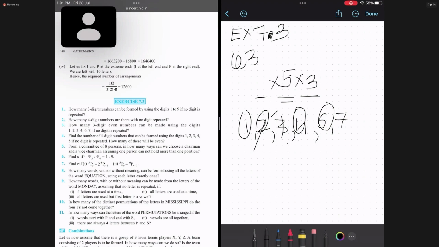And for the hundreds place, I have used up, let's say, 2 digits. I don't have any other restrictions. So I have 4 more choices to fill the hundreds place by. That will be 4. And finally, the answer that we arrive at is 4 into 5 into 3. That is nothing but 60. So 60 3-digit numbers are possible using 1, 2, 3, 4, 6, and 7 when the numbers are even and the digits are not repeated. Correct?